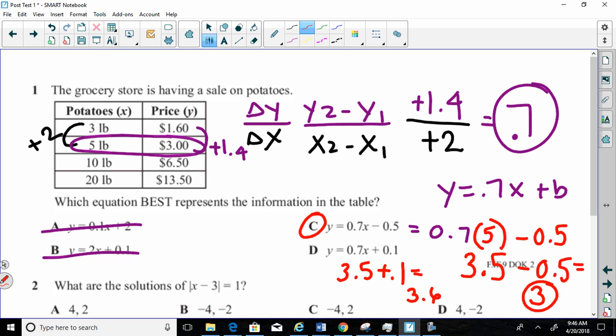So you can do that to all 4 of them, but make sure you don't just go with the first answer that works. You can also do this with the stat edit: put all these in L1, L2, and find the equation. You would get the exact same thing. So you would get a equals 0.7 and b equals negative 0.5. There's multiple ways to do all this.